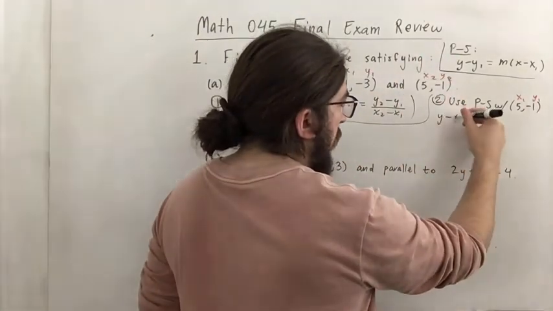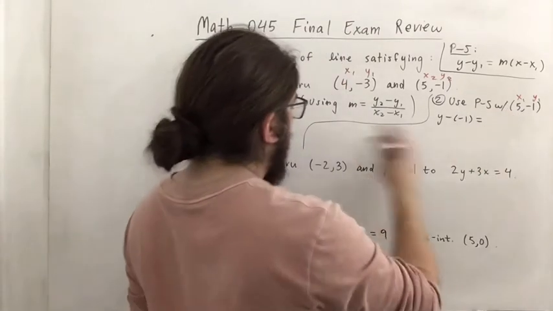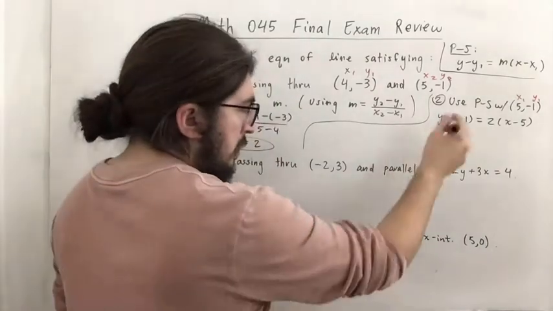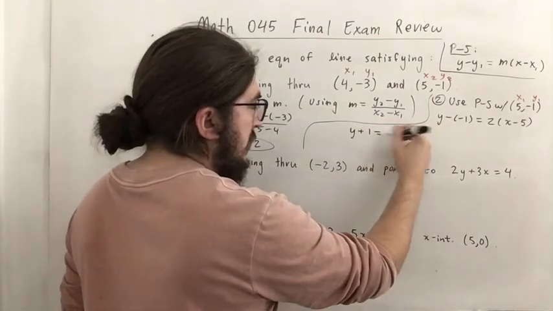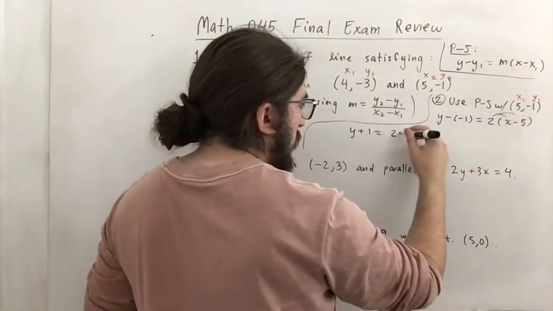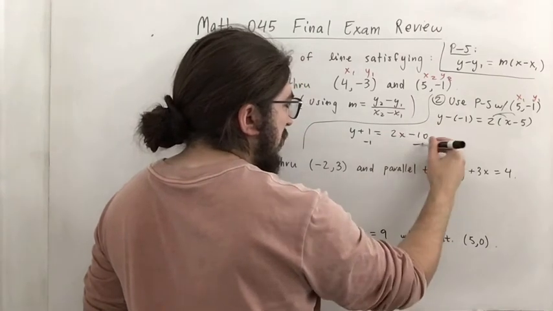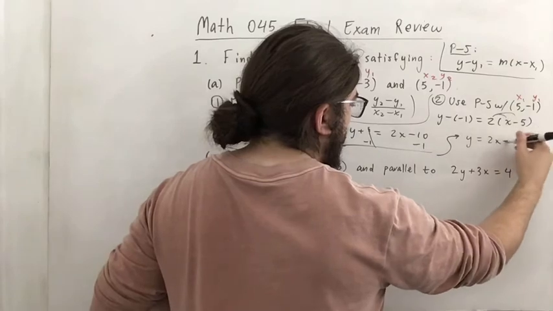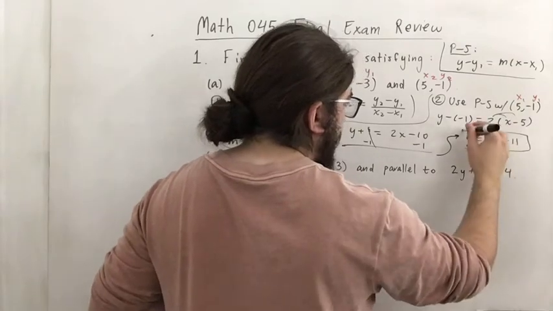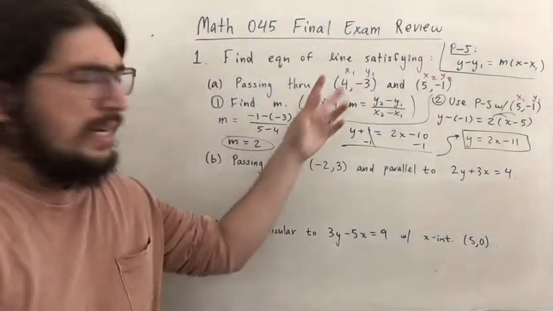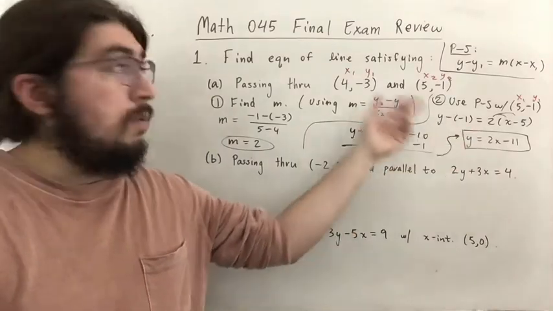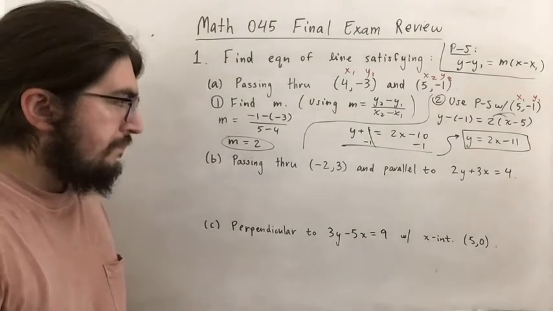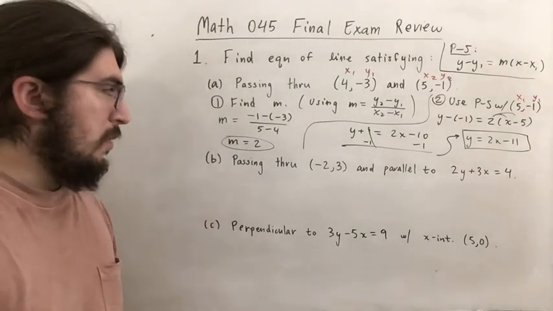So y minus y1, which is -1, equals the slope we just found, 2 times x minus x1. So that's a double negative, so that's y plus 1 is equal to, distribute this, we get 2x minus 10, subtract that 1 to the other side, and we're done. y is equal to 2x minus 11. Perfect. I guess you can check that plugging in those x values to this equation gives you those y values that those points correspond to, but that's on you if you want to do that.